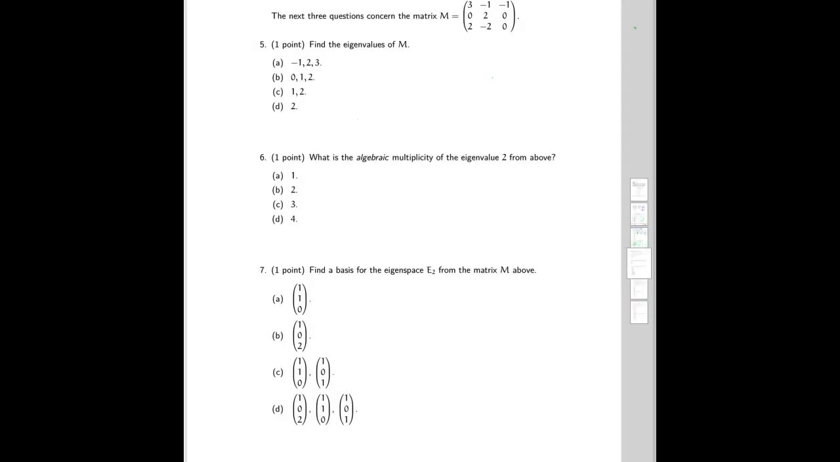Okay, so we want to find the eigenvalues. So we need to find the determinant of the matrix with rows 3 minus lambda, minus 1, minus 1; 0, 2 minus lambda, 0; 2, minus 2, minus lambda. And so the determinant will be 3 minus lambda times 2 minus lambda times minus lambda. So we can just write that as lambda times lambda minus 2. Then it'll be plus 1 times the determinant formed by the outer two columns, but that determinant is 0.